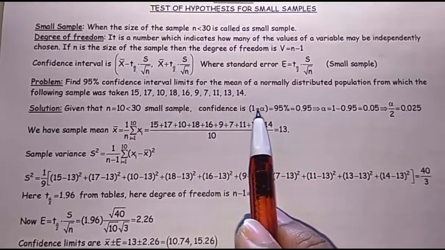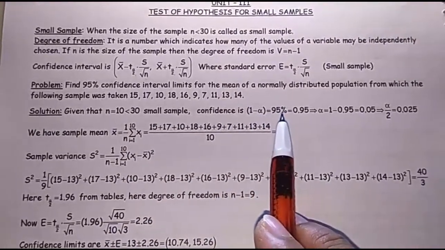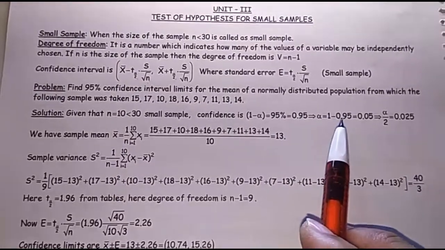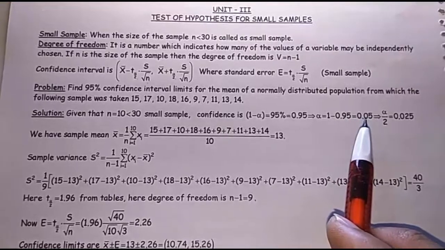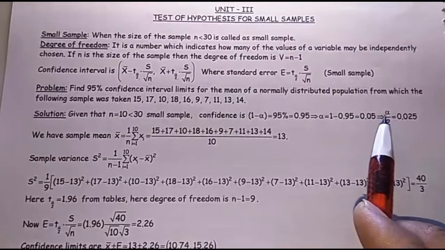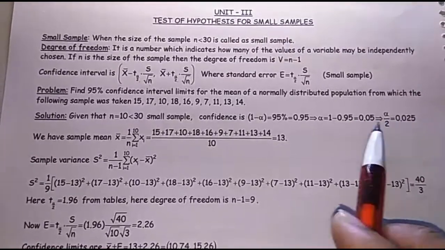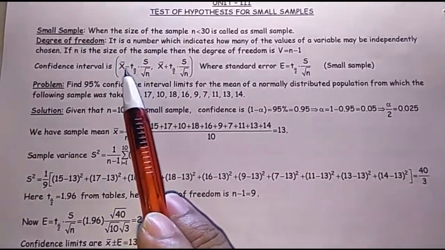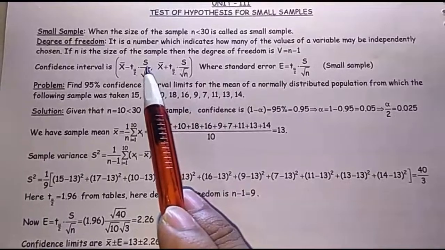Given confidence 1 minus alpha is 95%, that equals 0.95, implies alpha equals 1 minus 0.95, that equals 0.05, and alpha by 2 equals 0.025. To evaluate the confidence interval, we have to find the mean and standard deviation.